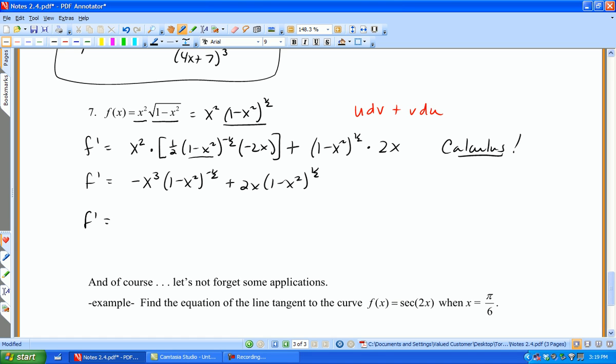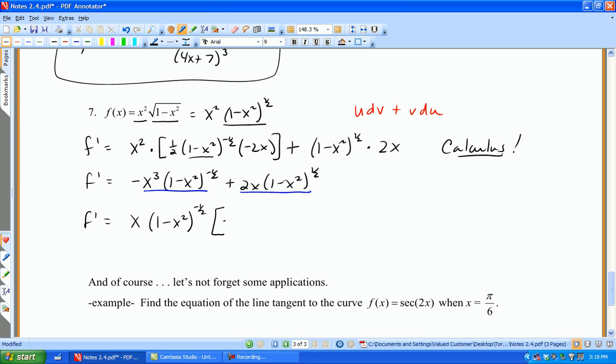Now I want to factor the greatest common factor out. The greatest common factor between these two things, clearly there's an x in common, but there's also a 1 minus x squared to some power in common. Now when you factor out the greatest common factor, you actually take out the lowest of the two powers. So I'm going to take out a negative 1/2.